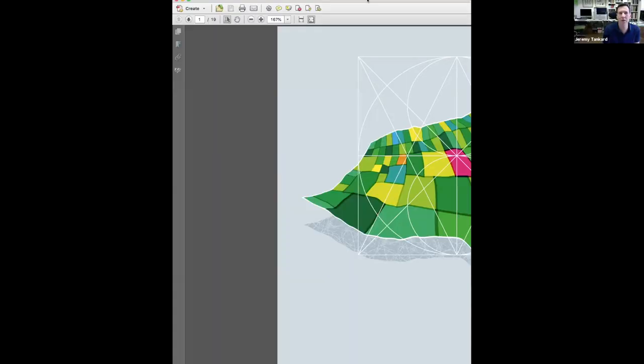How do I share screen? Go down to the bottom and there's a green tab that says share screen. Okay. Is that good? Yep.